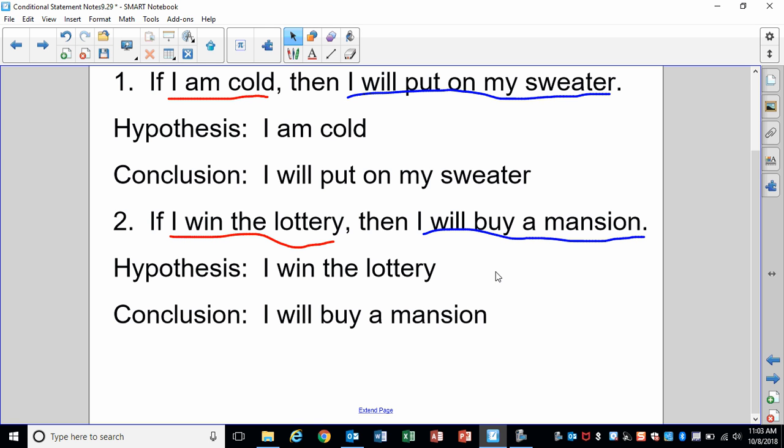And if we think about the way that these are written, the hypothesis is the portion that creates the conclusion. If I don't win the lottery, I'm not going to buy a mansion. Maybe I will if I have more money down the line, but if I win the lottery right now, then I'm going to buy a mansion. That's where the condition comes in. The condition is the hypothesis. The conclusion is the result of the hypothesis.